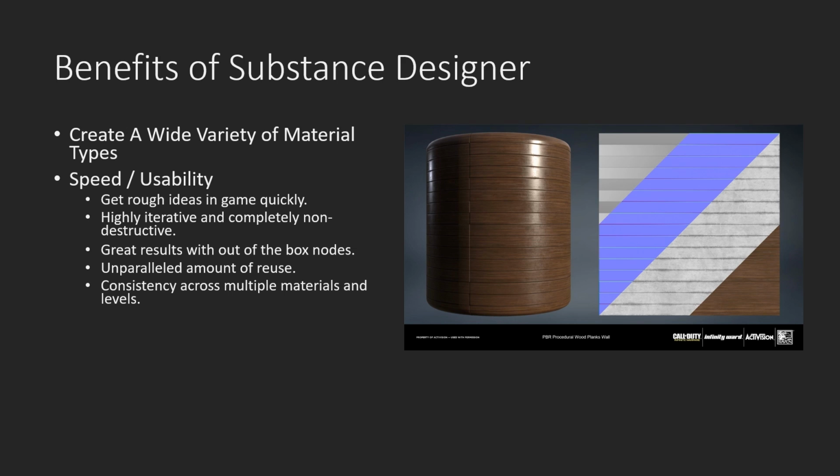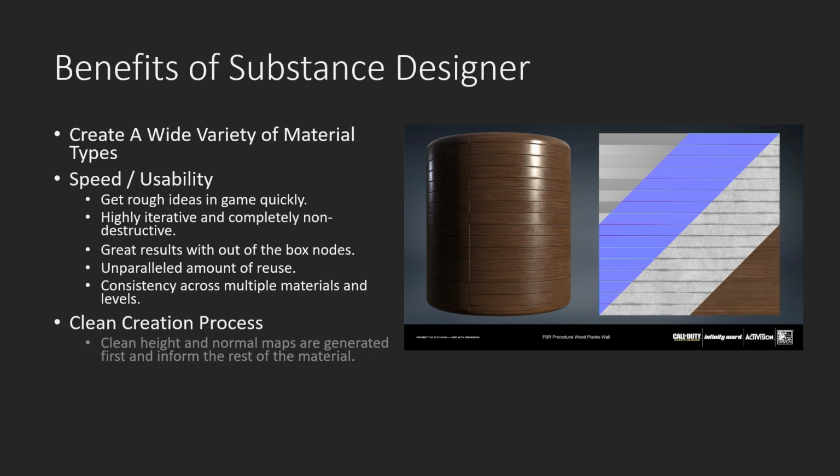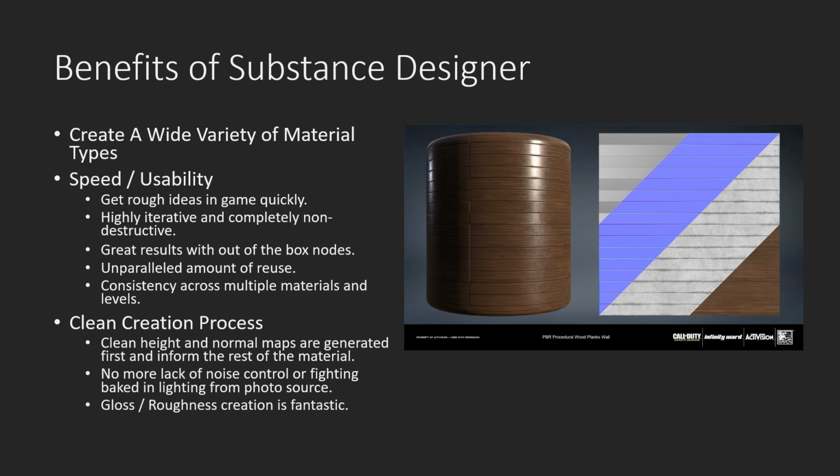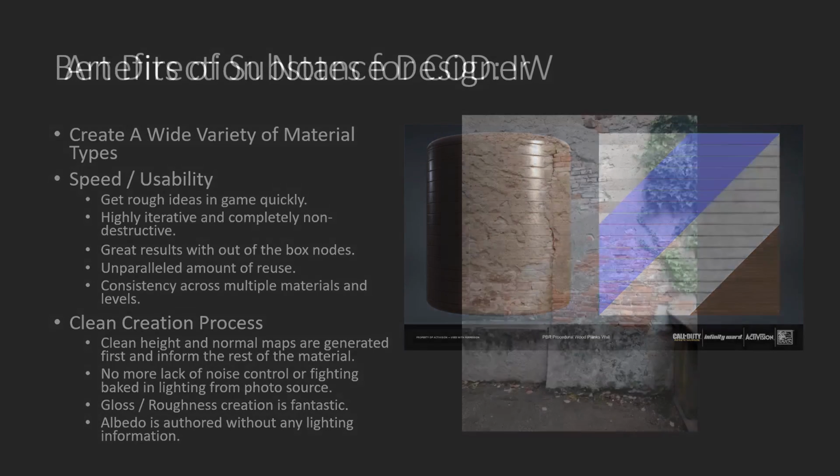Consistency across multiple materials and levels. We also had a clean creation process where we had a clean height and normal map that was generated first, and that informed the rest of the material. And so the biggest thing to me is there's no more lack of noise control or fighting baked-in lighting information from photo source textures. And then the gloss and roughness creation is just fantastic in here. It's my favorite thing to do. And then the albedo is authored without any lighting information.